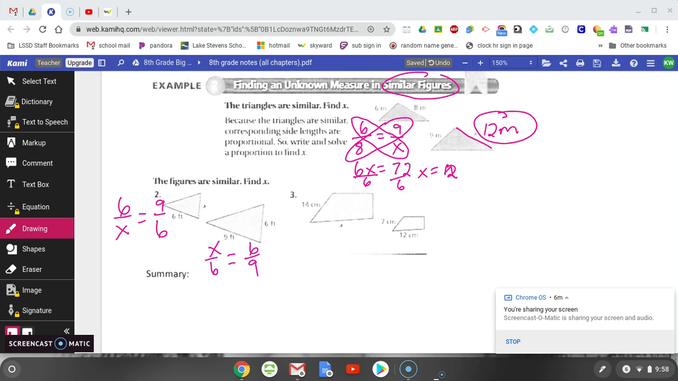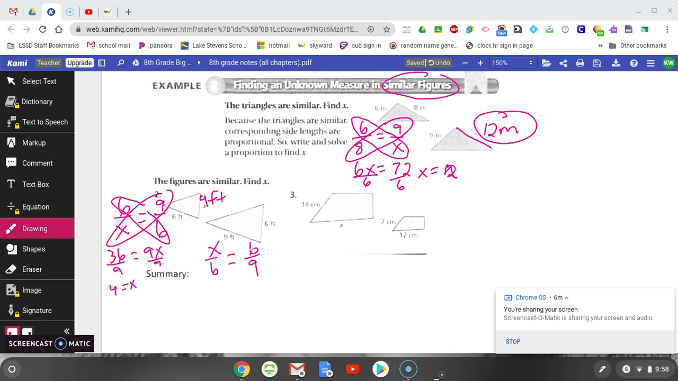So I'm going to cross multiply so that I can solve. 6 times 6 is 36, 9 times x is 9x, and then divide both sides by 9. So I find the missing side is 4 feet. You'll get the same thing if you used the second proportion that I set up.